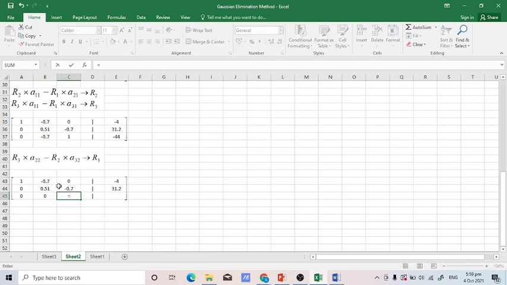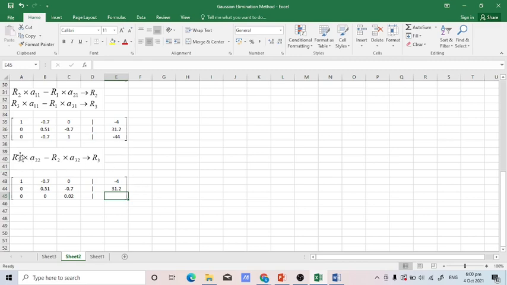Tapos ito, R3 third element 1 times A22, 0.51 minus R2 third element negative 0.7 times A32. Ito. Third row, second column. Enter. Okay. And then ito.